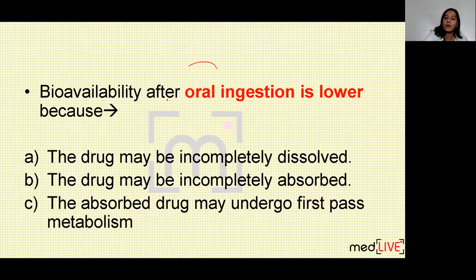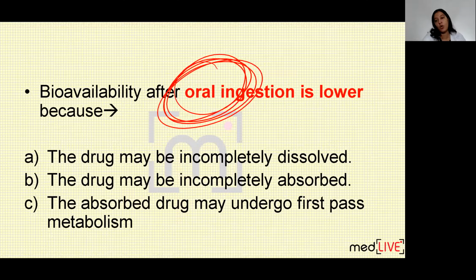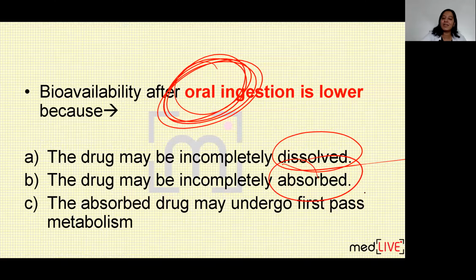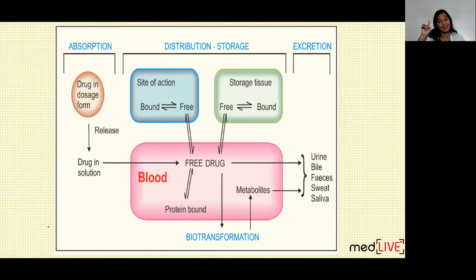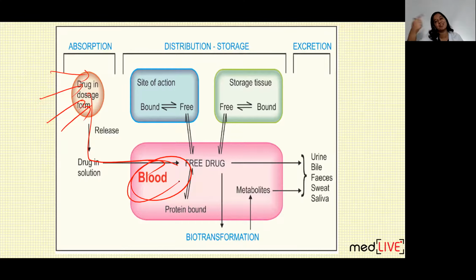So in oral route of administration, bioavailability depends on three factors. Number one, dissolution of the drug. Number two, absorption of the drug. And number three is first pass metabolism. Now you can explain what is first pass metabolism. Liver is acting as a filter for GIT absorption. So whatever amount of drug you are giving through various routes, the fraction of it that reaches the blood is known as bioavailability.